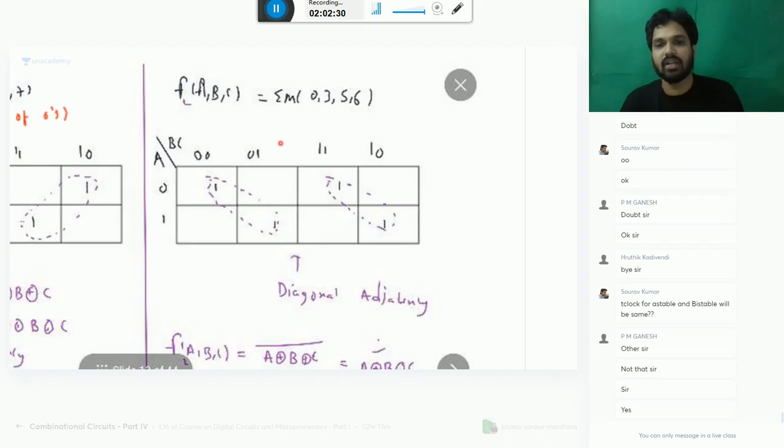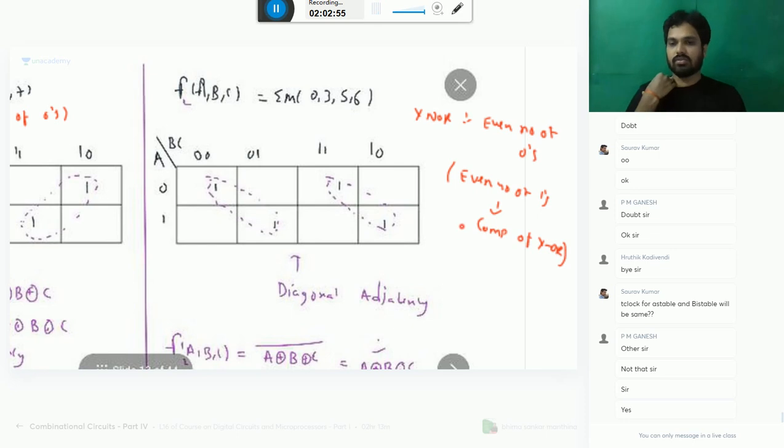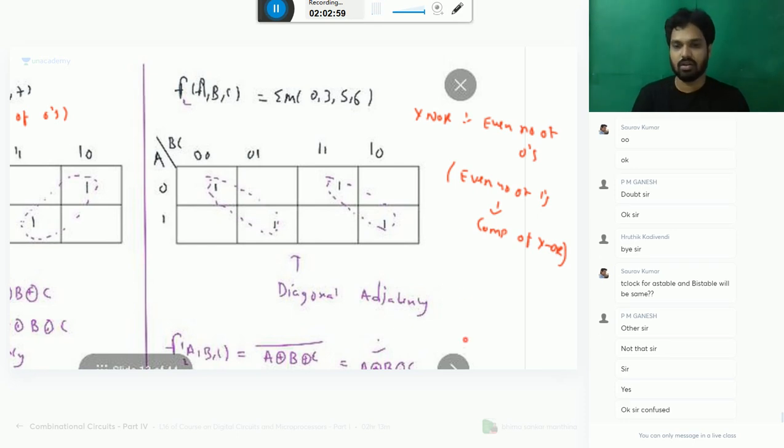Yes. What is XNOR? It's not even number of ones, it is even number of zeros. If it is even number of ones, it is a complement of XOR. It need not be equal to XNOR every time. It will be equal when you have an even number of inputs. Okay, fine.